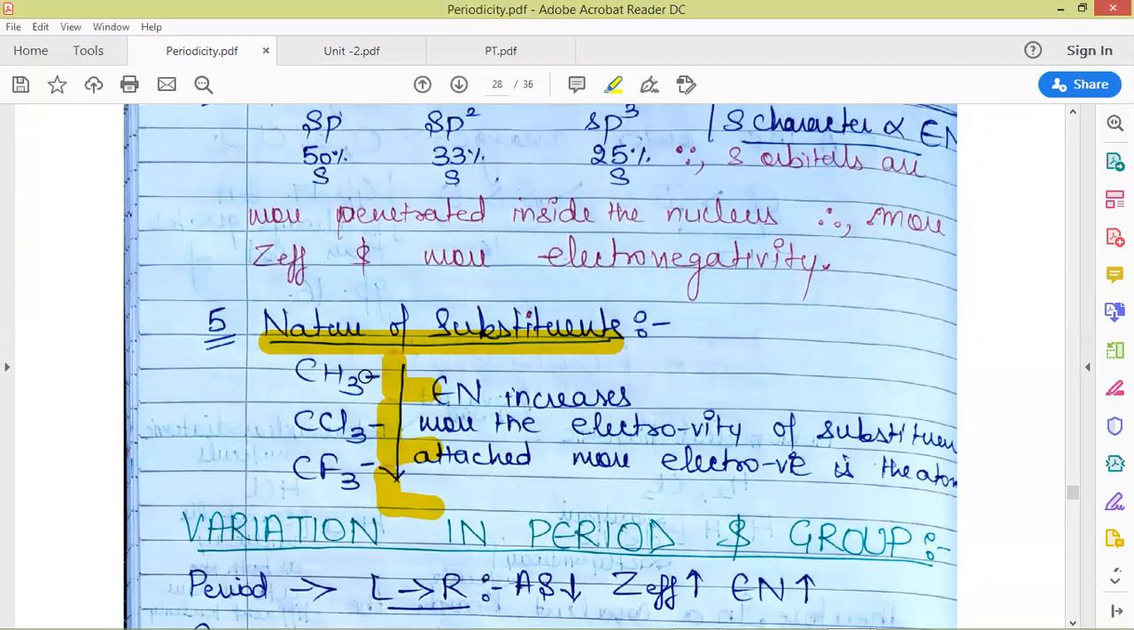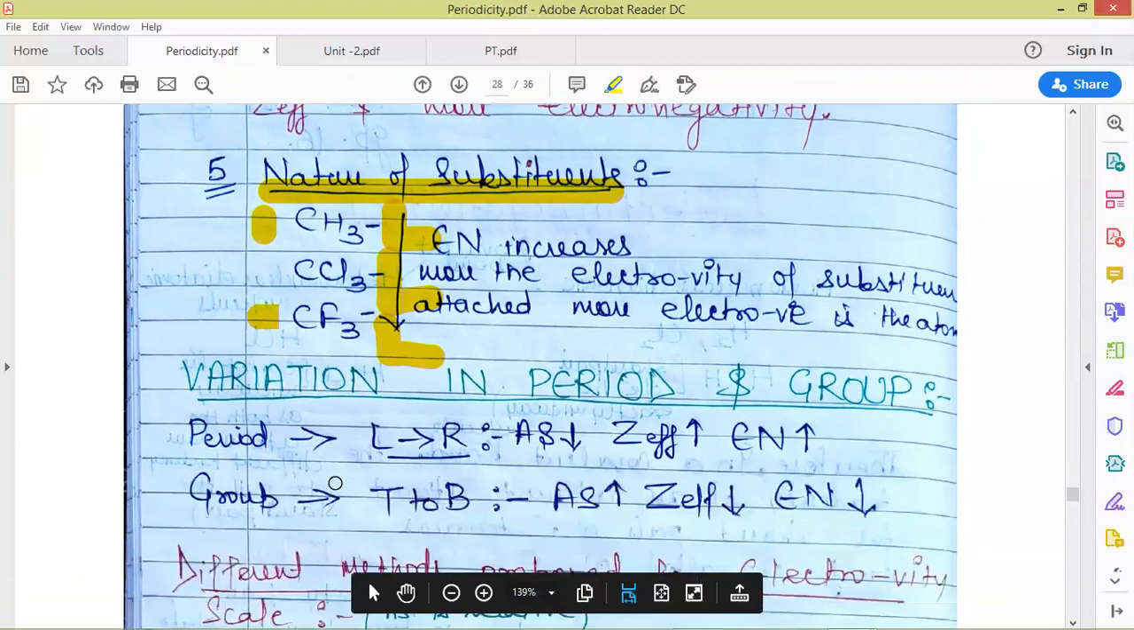So the electron pair present in this bond, that is the C-L bond, the shared pair will lie, if we compare the first one and the last one, the shared pair of electrons will lie more towards carbon in this case, as it is having more electronegative substituents attached to it.